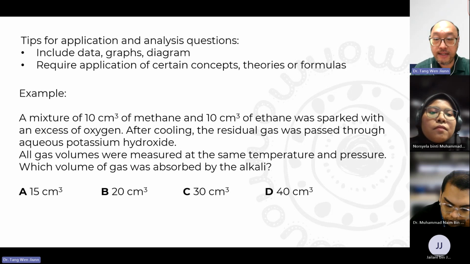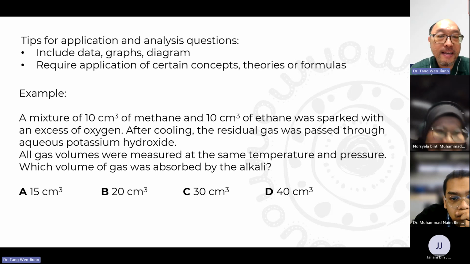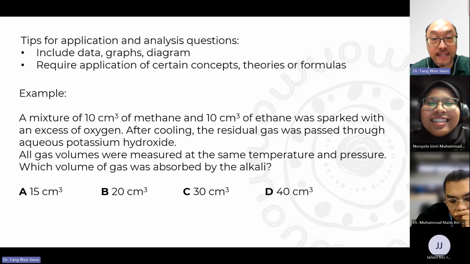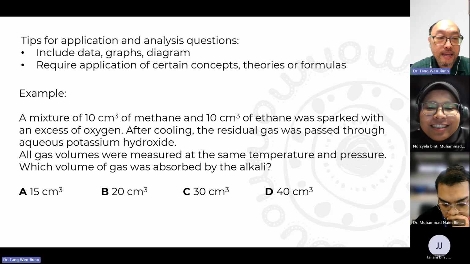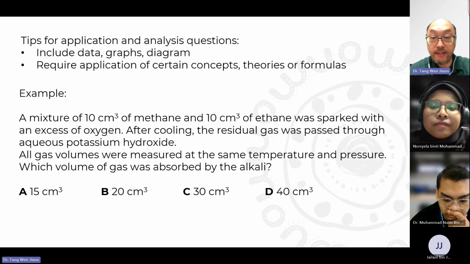For example, like this one here, don't worry, I won't ask you what is the correct answer. Okay, just to show examples. So this one here is the chemistry question. If you look at the question, the answer is like this only. But in order for the students to answer this, they need to understand several things. They need to know how to write the equation for the reaction between the methane and ethane with the oxygen. Then after that, they need to know what formula they should use to do the calculation. So from there only they can get the correct answer.